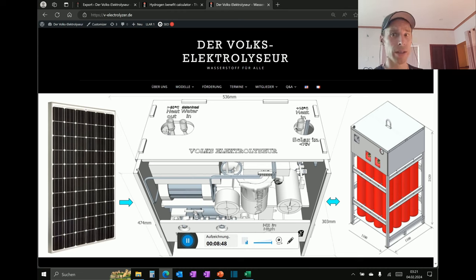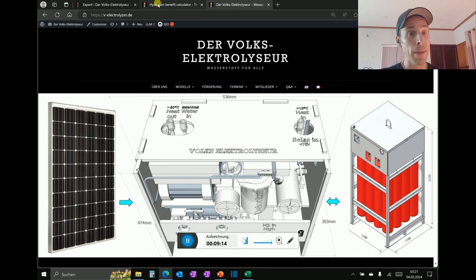So with a hydrogen molecule, we can store it for years. You can have a Dunkelflaute and cover it with hydrogen. You need the solar array, you need the VOLKS electrolyzer. It compresses the pure hydrogen into the hydrogen cylinders. And then you have to decide how many hydrogen cylinders do I need, how many VOLKS electrolyzers do I need.